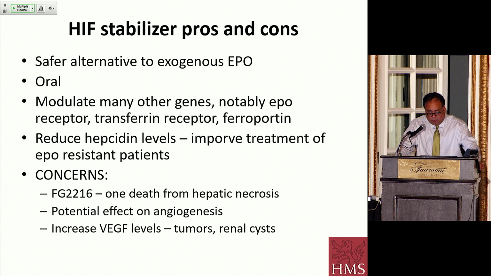There are some concerns, sporadic reports of the one with roxadustat, which is FG-4592, this is not with roxadustat, but one of its relations from this group of compounds. There was a death from hepatic necrosis, but we haven't seen that with roxadustat. There's a potential effect on angiogenesis. There's a potential for increased VEGF levels, which might increase the likelihood of tumors or renal cysts. Haven't seen that so far. So this is very promising. This is very promising indeed.